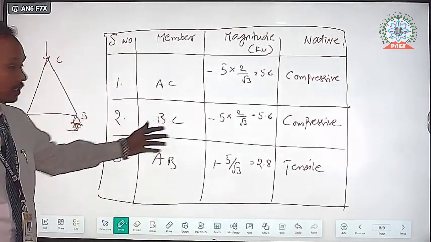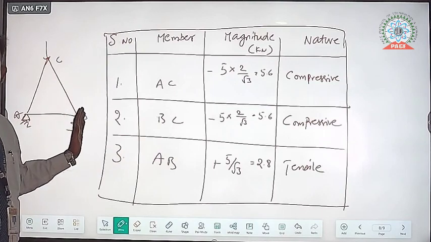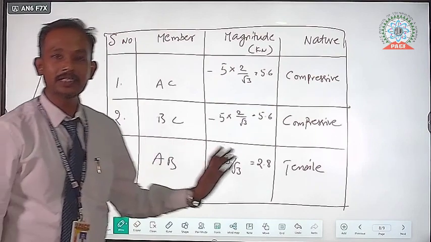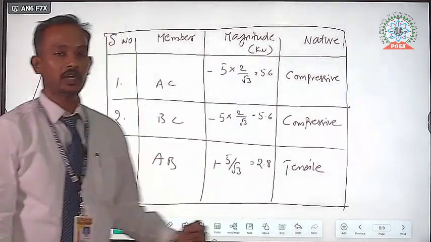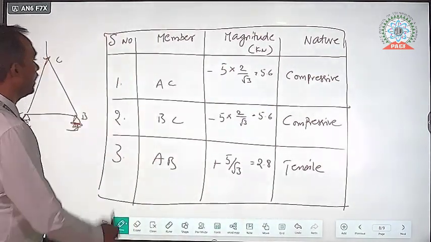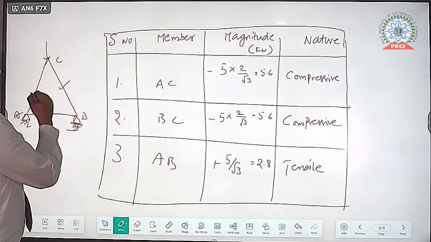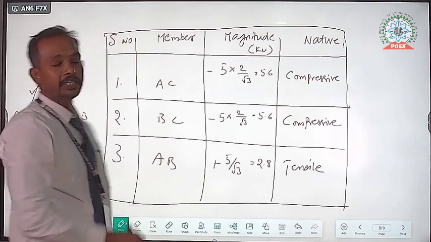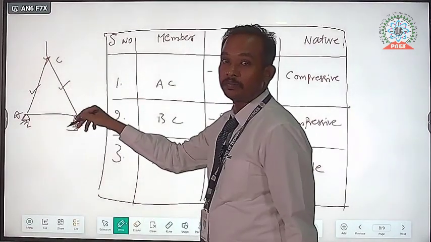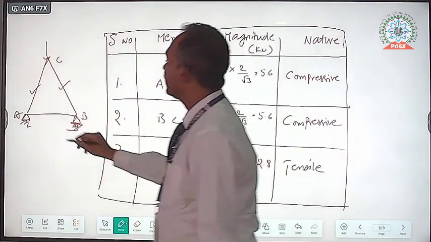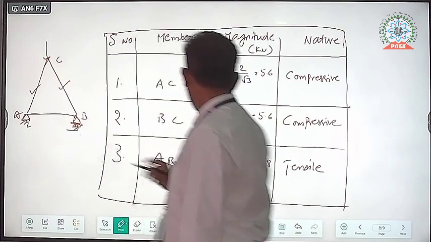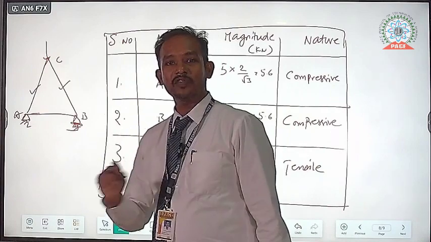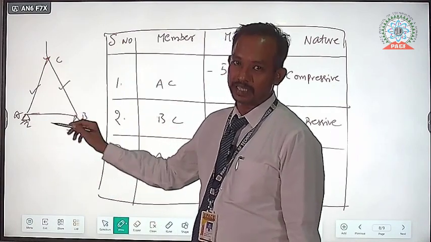So like this we should analyze the truss by using the method of joints. If you look here carefully, the value in these members is the same. Why? Because this is a symmetrical truss. That's why. And in this member, the magnitude will be half. So in the designing of these members, we should go for the high values.